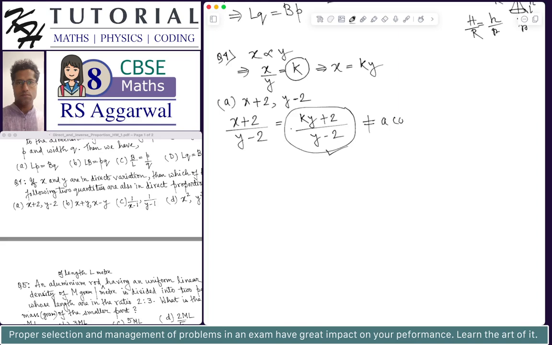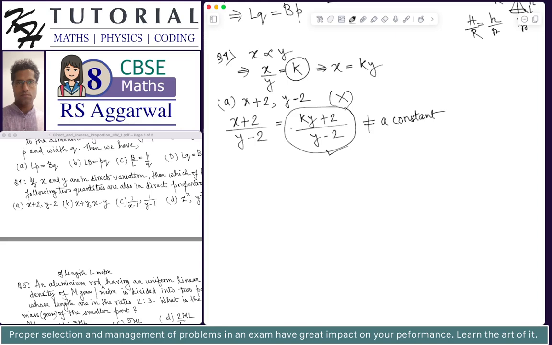Not equal to a constant. Not equals to is probably not the correct way of writing, but I mean to say that (ky + 2)/(y - 2) is not a constant, since it has the variable y. (x + 2)/(y - 2) would have to be some value which will not have the quantities x and y in its expression. So definitely these two quantities, x + 2 and y - 2, are not in direct variation.